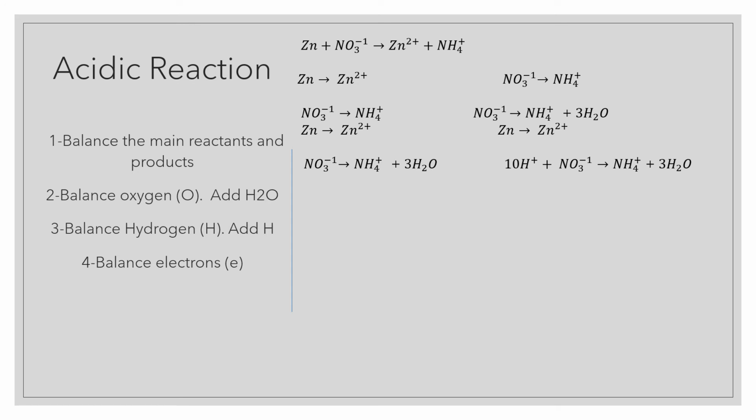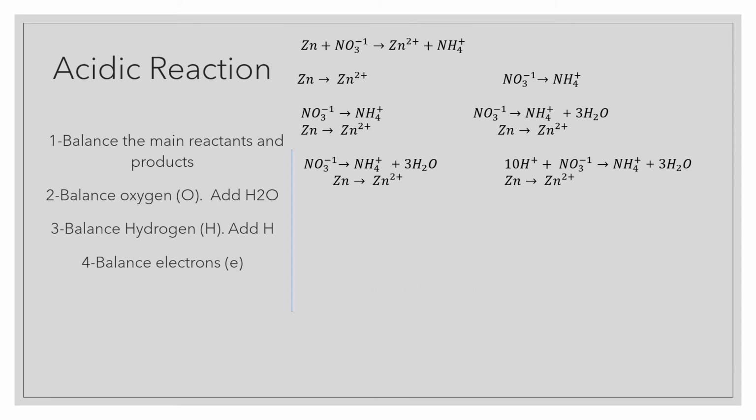When we added water to the product side, we have more hydrogen on that side, so we need to add hydrogen on the reactant side now. We have 6 plus 4 is 10, so we have 10 hydrogen on the product side. We need to add 10 hydrogen to the reactant side with the nitrate so that the hydrogens are balanced. And then zinc will stay the same because it doesn't have any hydrogen in it.